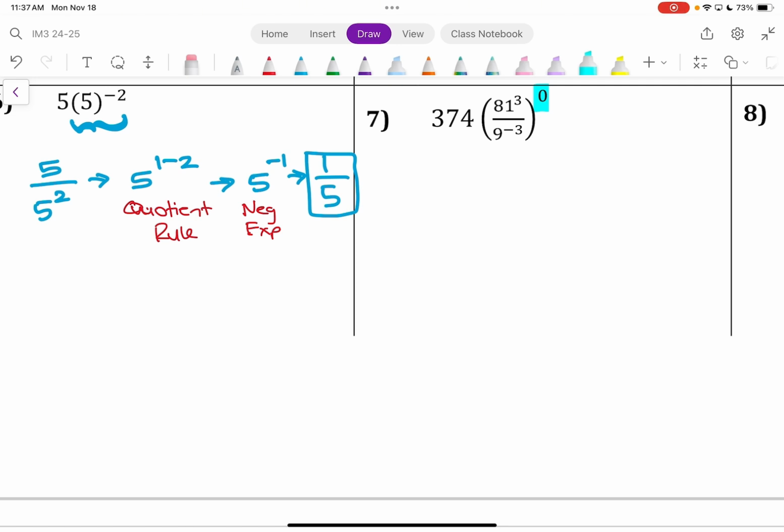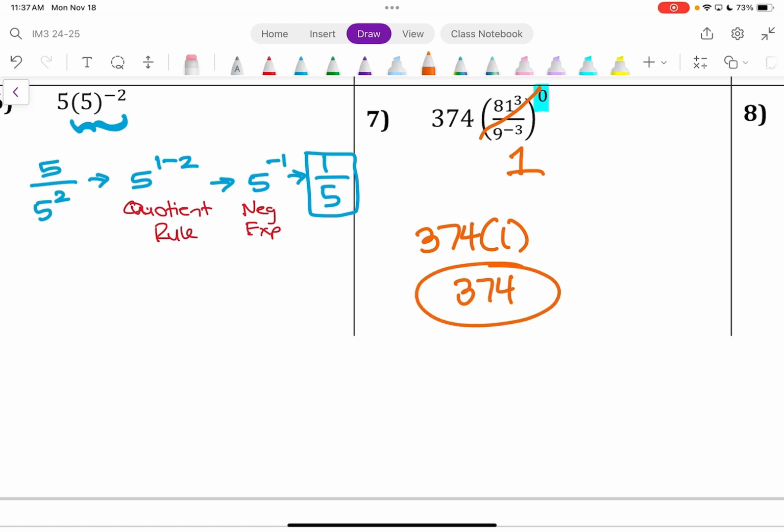If it is being raised to the 0 power, then all of that is equal to what? To a 1. So all of this here is equal to 1. So hopefully you did not spend time trying to figure out what 81 to the third power is. It's a massive number. We get 374 times 1, which is equal to 374. That is your solution.